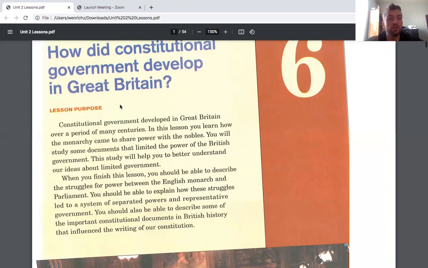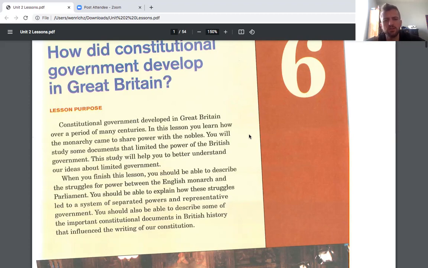In this lesson, you will learn how the monarchy came to share power with the nobles, not normal people, but nobles. You will study some documents that limited the power of the British government. So again, from Unit 1, limits, Constitution. This study will help you to better understand our ideas about limited government. So essentially, where did constitutional government come from?